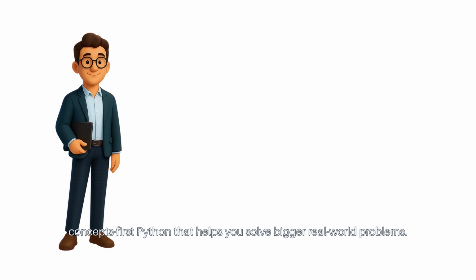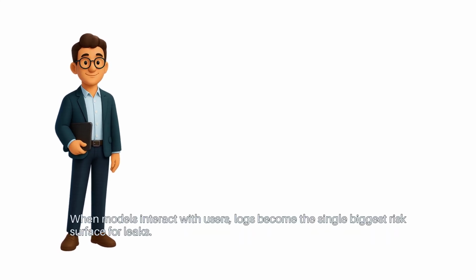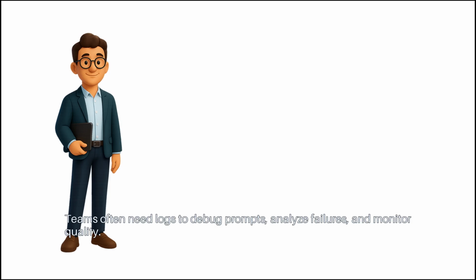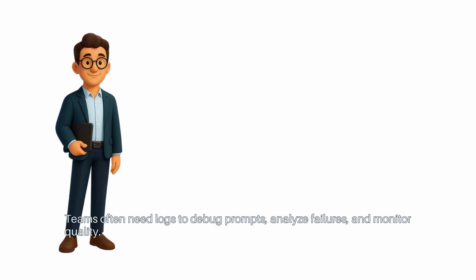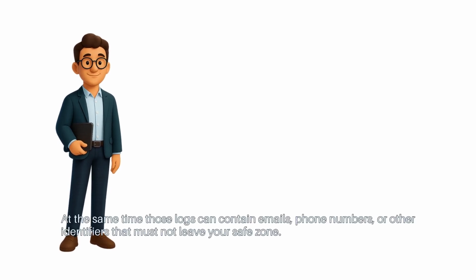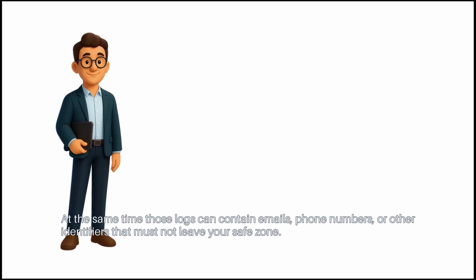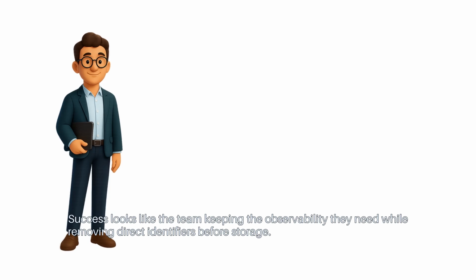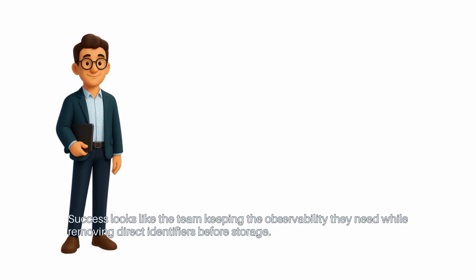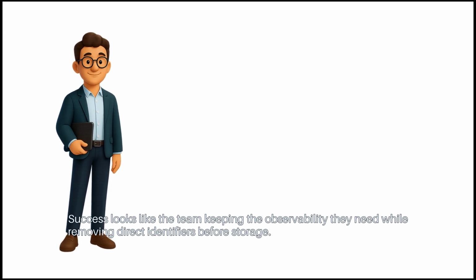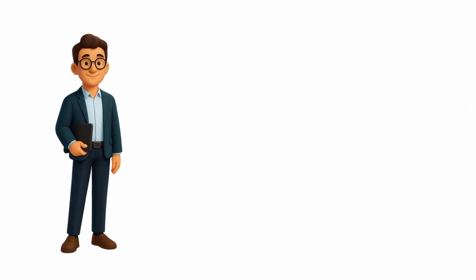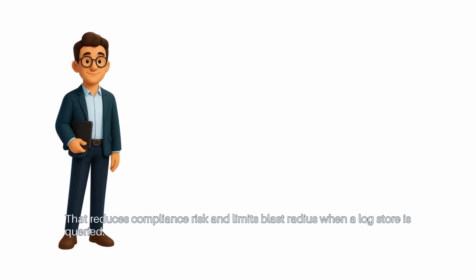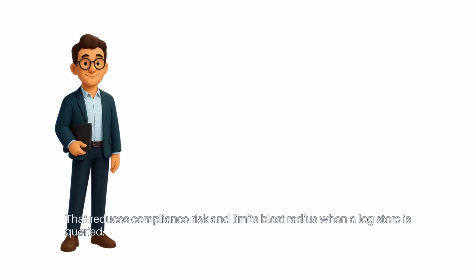When models interact with users, logs become the single biggest risk surface for leaks. Teams often need logs to debug prompts, analyze failures, and monitor quality. At the same time, those logs can contain emails, phone numbers, or other identifiers that must not leave your safe zone. Success looks like the team keeping the observability they need while removing direct identifiers before storage. That reduces compliance risk and limits blast radius when a log store is queried.